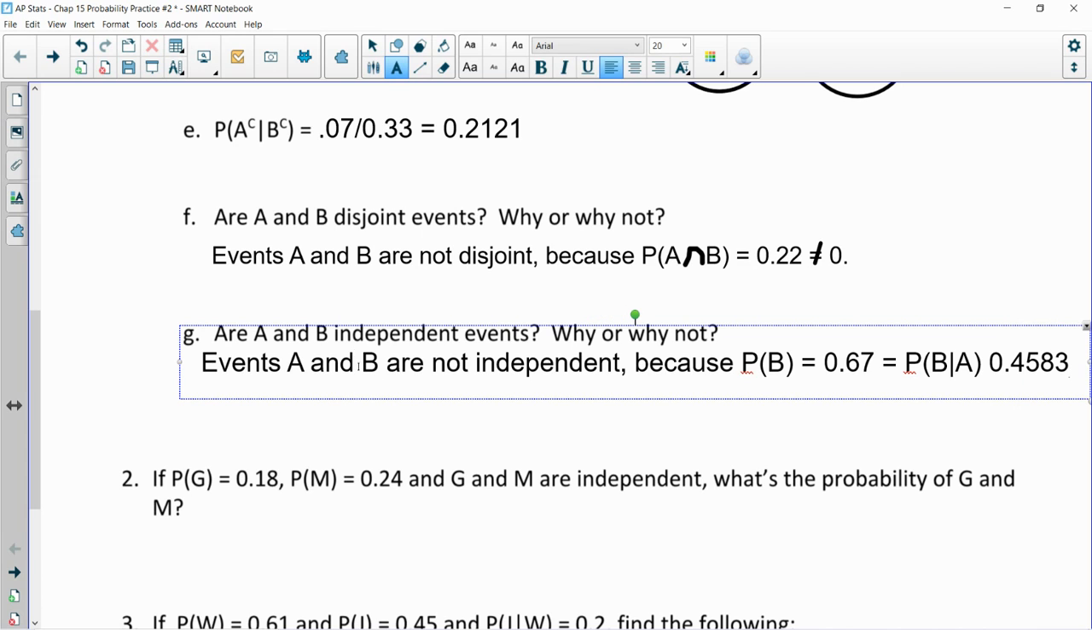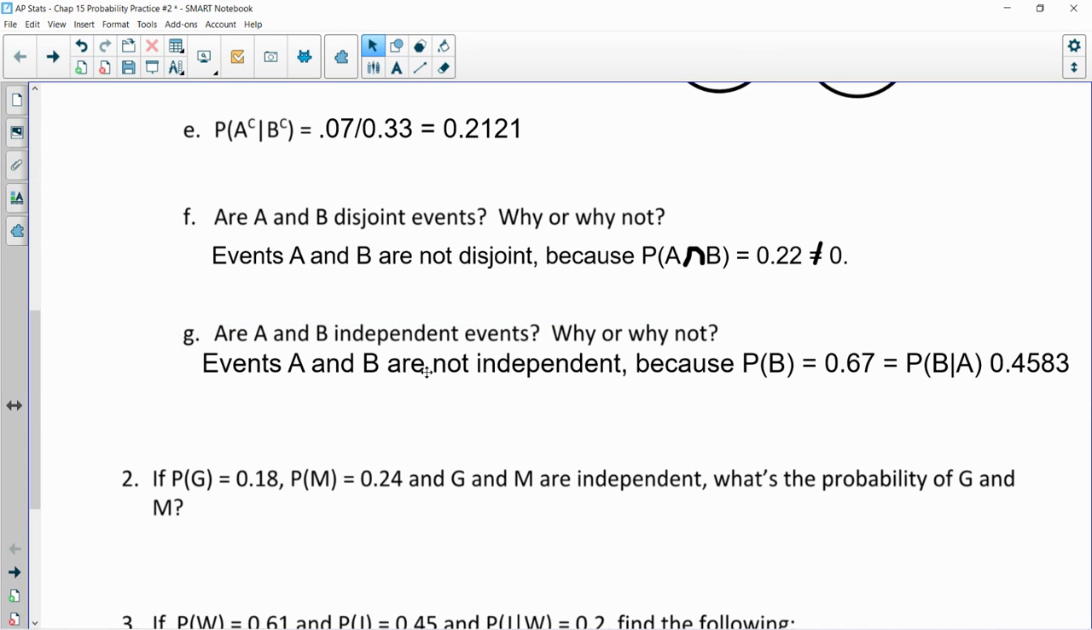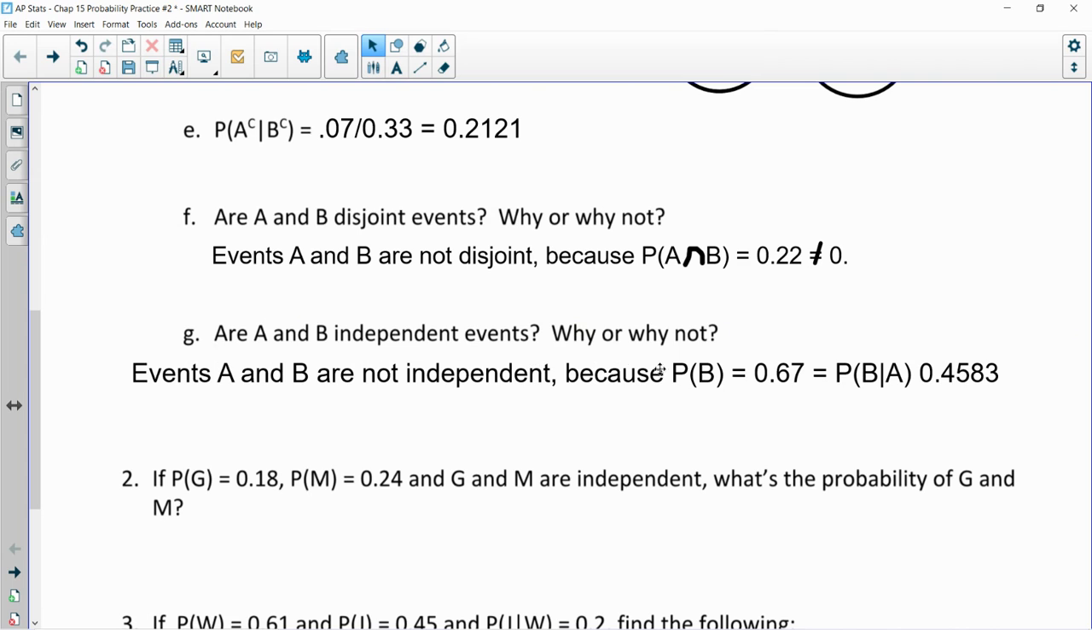I want to run off the screen. Let's just slide that over a little bit. And I just need a little slash. Right there. There we go. So you're showing that events are not independent because the simple probability of B, which is here, is not equal to the conditional probability of B, given that A has occurred. There you are. All right, great.